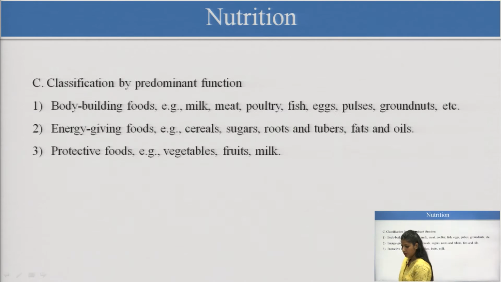Okay. The other classification is by the predominant function. So, there are some foods which are building our body. They are called body building foods, like milk, meat, poultry, fish, eggs, pulses, groundnuts. Then there are some foods which give very high energy. They are called energy giving foods: cereals, sugars, roots, tubers, fats and oils. There are some foods which help our body to fight against diseases. So, they are the protective foods: vegetables, fruits and milk.